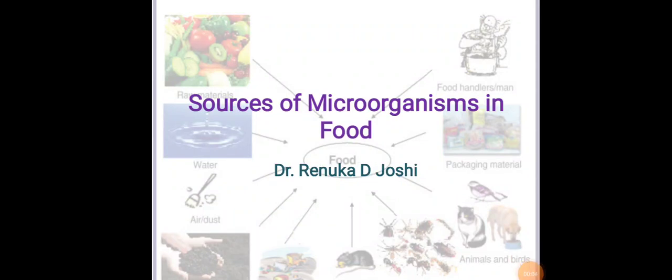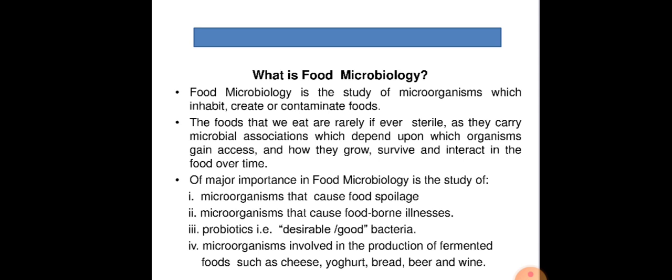Today we are going to discuss the sources of microorganisms in the food sample. Before starting with the sources of microorganisms within the food sample, we will first review what is meant by food microbiology. In our previous lectures we already discussed the basic concepts related to food microbiology. Food microbiology is the branch of applied microbiology which deals with the study of different types of microorganisms which are involved in food processing, which contaminate food samples and are responsible for spoiling the food sample. So the study of all of these microorganisms is considered to be food microbiology.